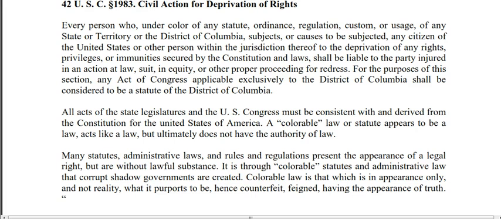All acts of the state legislature and the U.S. Congress must be consistent with and derived from the Constitution for the United States of America. A colorable law or statute appears to be law, acts like a law, but ultimately does not have the authority of law. Many statutes, administrative laws, and rules and regulations present the appearance of a legal right, but are without lawful substance. It is through colorable statutes and administrative law that corrupt shadow governments are created. Colorable law is that which is in appearance only and not reality what it purports to be, hence counterfeit, feigned, having the appearance of truth.